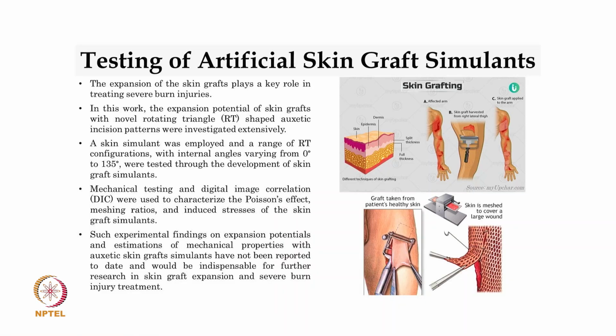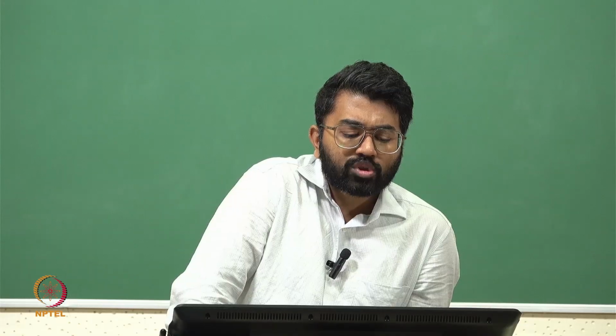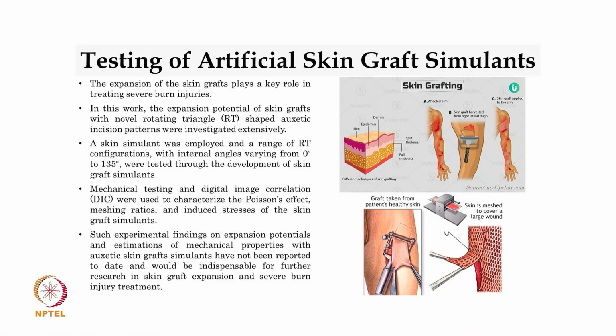The skin simulant was employed in a range of rotating triangle configurations with internal angles varying from 0 to 135 degrees. These are different pattern configurations, right? They were tested through the development of skin graft simulants. When we created grafts using the skin simulant, we call them skin graft simulants, which have the patterns within the skin simulants, right? Mechanical testing on a UTM and digital image correlation were both used to characterize the Poisson's effect, or how much is the expansion rather than contraction, right? Or what is the overall Poisson's effect. The meshing ratios, how much the skin has expanded. The meshing ratio is nothing but the expanded volume divided by the initial volume of any material, right?